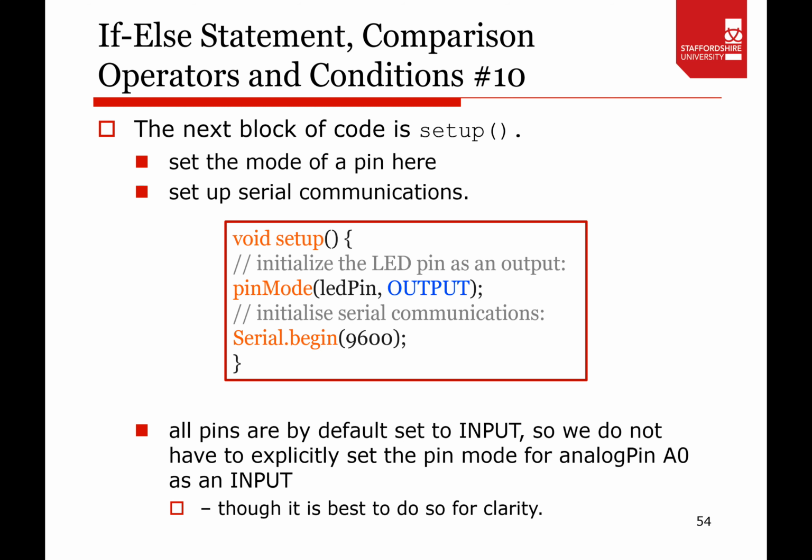Set the mode of the pin here, and serial communications here. All the pins are by default set to input, so we do not need to explicitly set pinMode for analog pin A0. That's why it doesn't appear here. We can do it, but we don't have to. It is best to do so for clarity. However, it hasn't been done in this example.